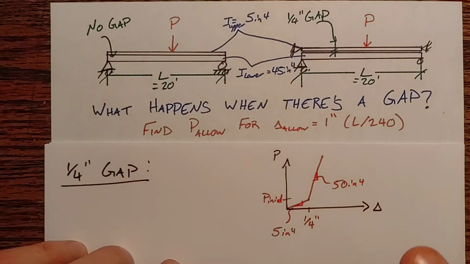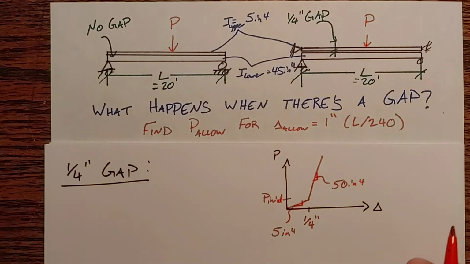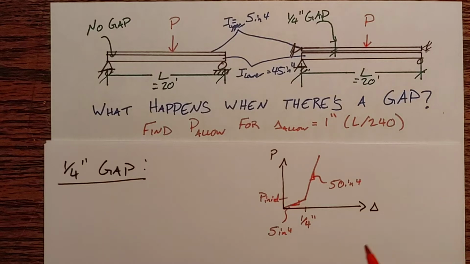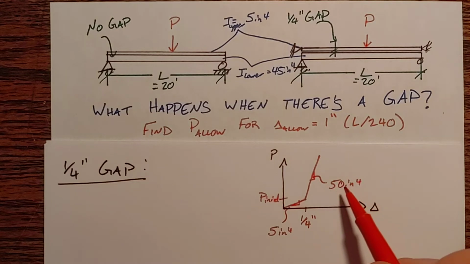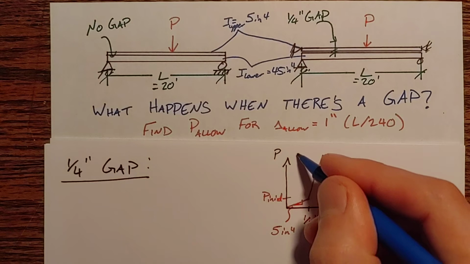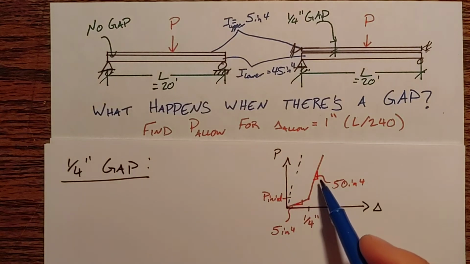And we're still, again, using the same assumptions. We've got no composite action. We've got no friction between the beams. It's all a bit contrived, but point being, if we just assume right out of the gate that we're using 50 inches to the 4th for this whole thing, we're effectively coming up along a path that looks like this. We're using this stiffness right away.